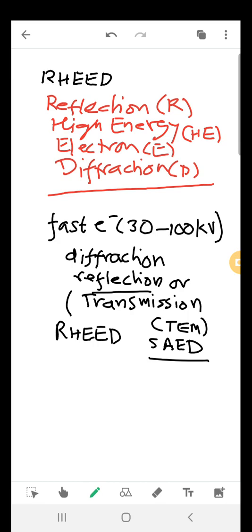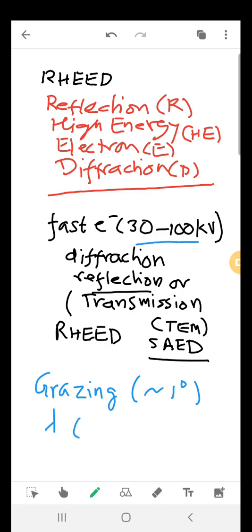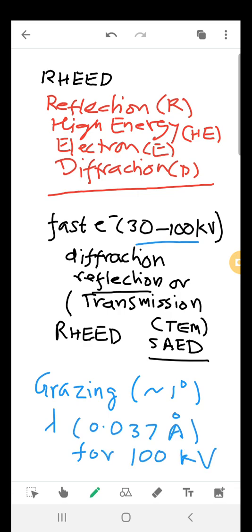Now, if the incidence is at a grazing angle, meaning close to 1 degree, since the wavelength of the electron is small at such high voltage, about 0.037 angstrom for 100 kilovolt acceleration. This is the wavelength. Then what happens?